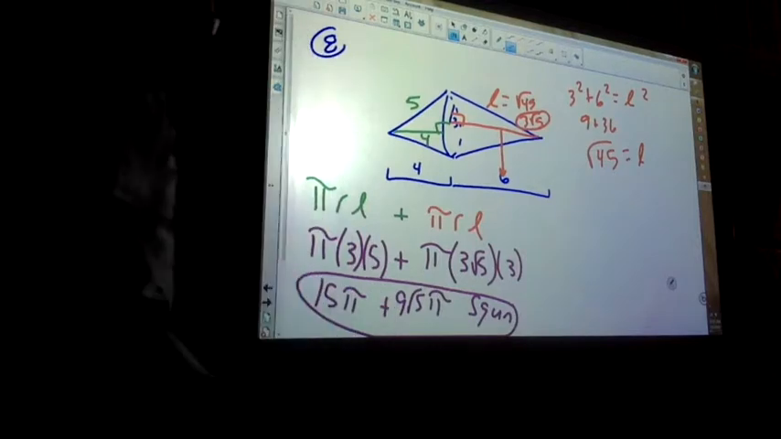And again, you only found the lateral areas of both cones, not the entire area. Okay. What else?